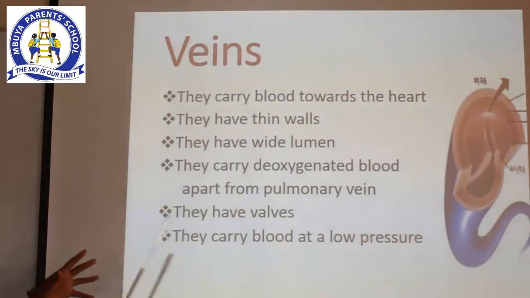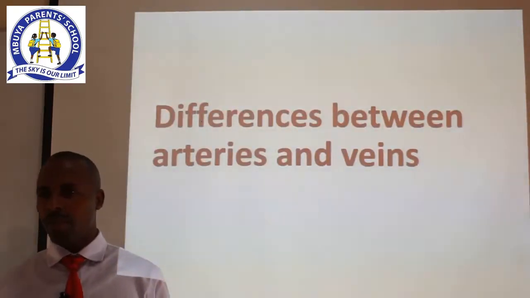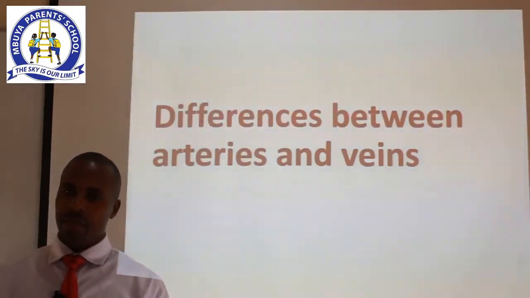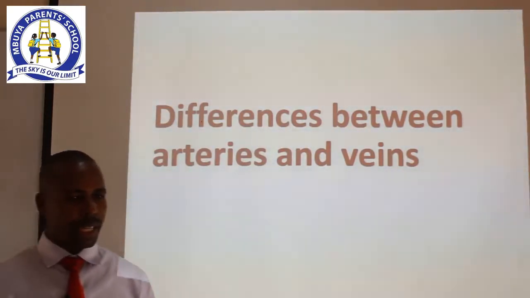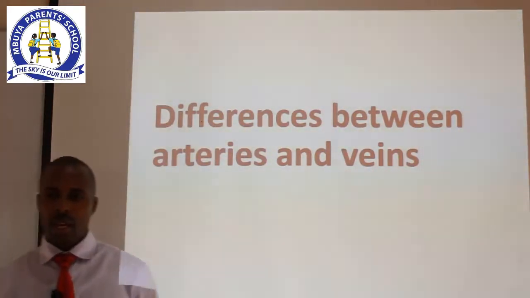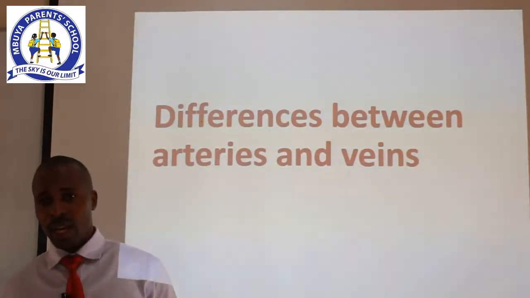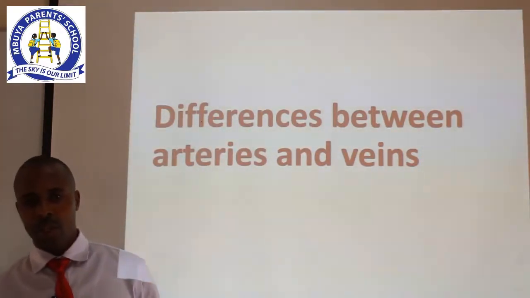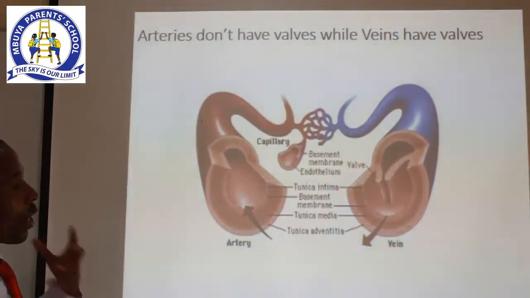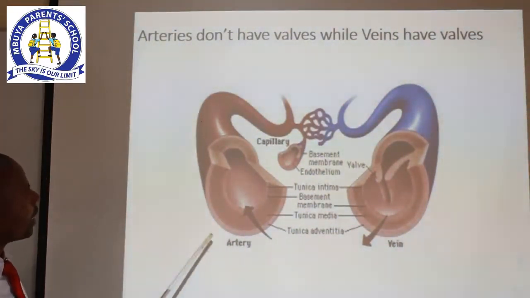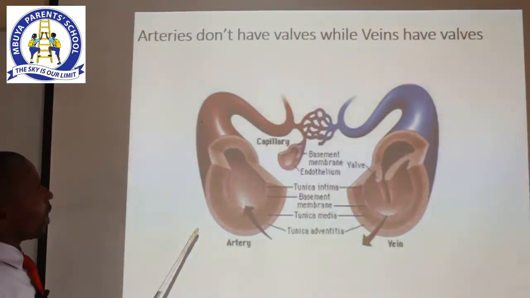We can have the two, the veins and the arteries, and compare them and see the difference among them. When we are to look at the difference between the arteries and the veins, we can first look at the structure and again their functions, what they do. Let's have some of the structural differences. The one you can look at, like one here: arteries do not have valves, while the veins have valves.